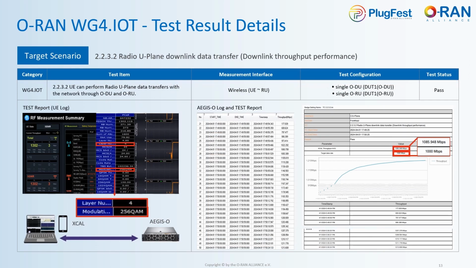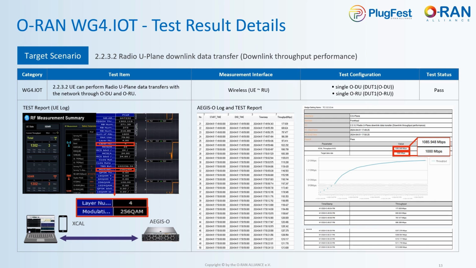The next test item is radio U-plane downlink data transfer. In this test scenario, we need to test whether the UE can perform radio U-plane data transfer with the network through RU and DU. In Xcal, a predefined automatic call is executed to test downlink throughput, and then EasySO can get data from Xcal. The image on the left is the log when the downlink throughput test was conducted using 4 layers and 256 QAM.